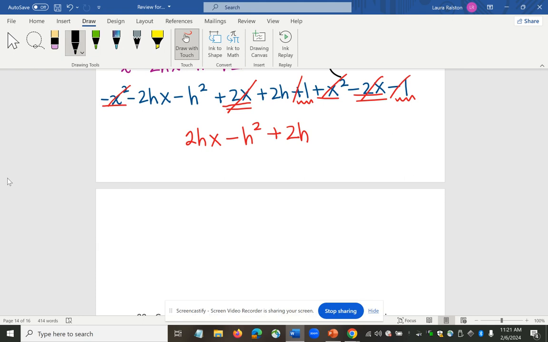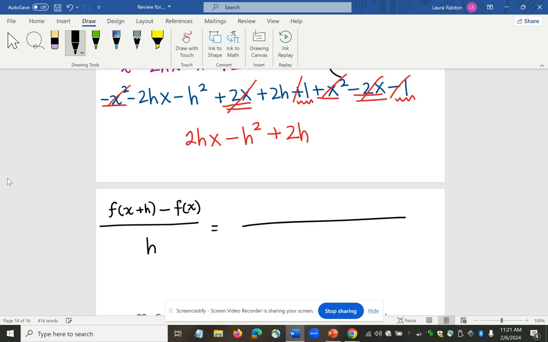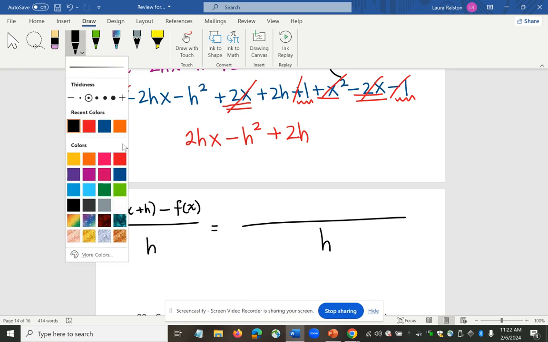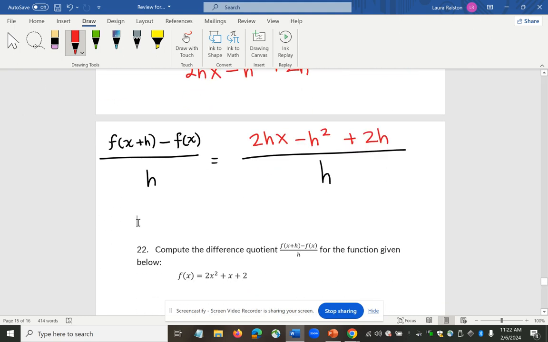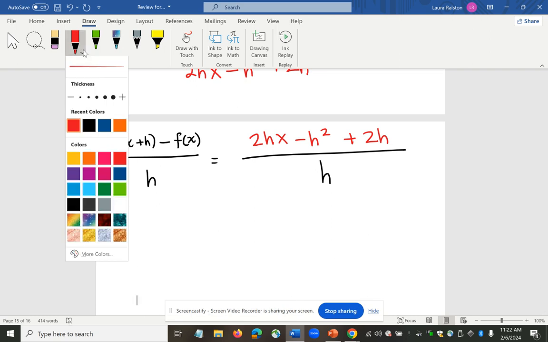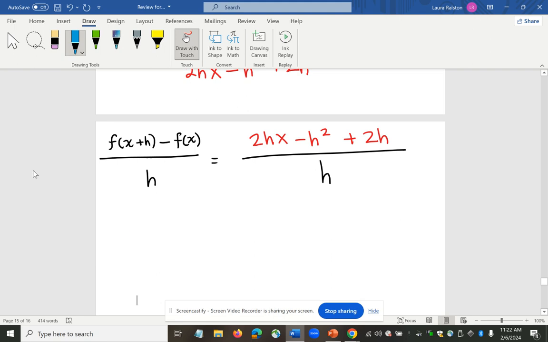The remainder of the formula, we have f of x plus h minus f of x, which we just calculated. We got to divide by h, okay? So I have determined that the numerator value is 2hx minus h squared plus 2h. And I got to divide each individual piece by h, each individual piece. So I would have 2hx divided by h minus h squared divided by h plus 2h over h. And then I'm going to simplify.